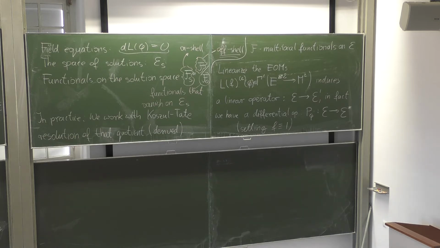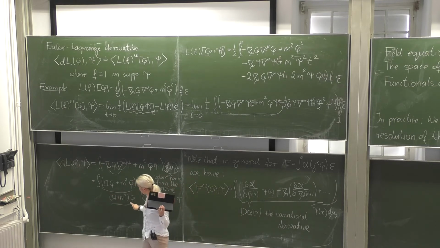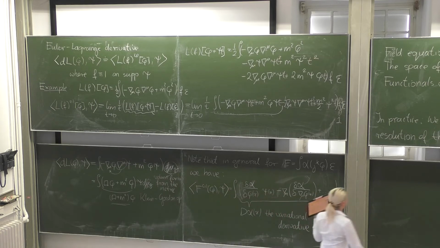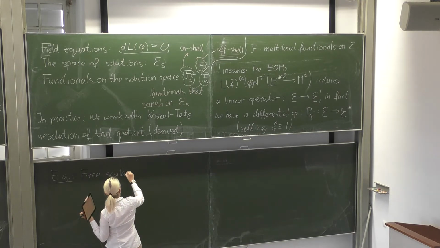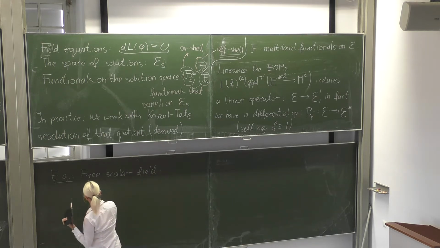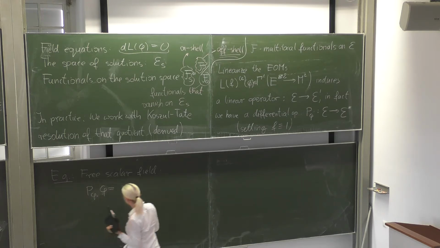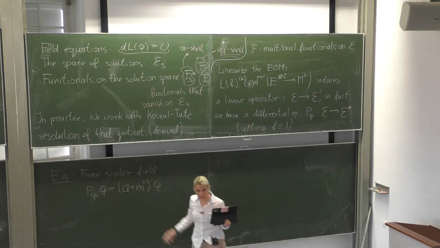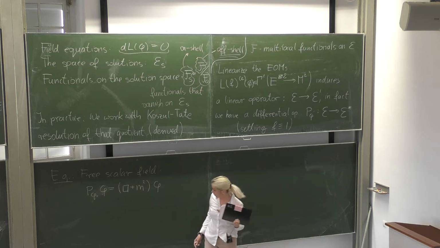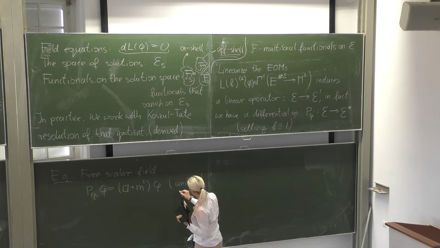Okay, so here, the example we looked at for the free scalar field, the derivative at each point would give the same operator, namely the Klein-Gordon operator. So, for example, free scalar field, so P phi 0 at phi would be just this operator. So it's constant, it's everywhere the same because the theory is quadratic. So constant in phi 0.